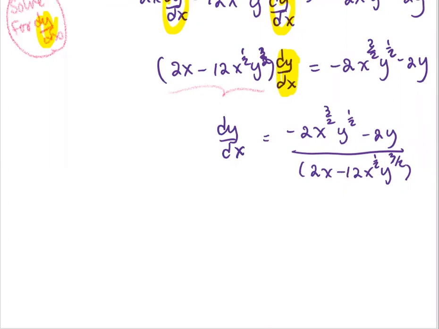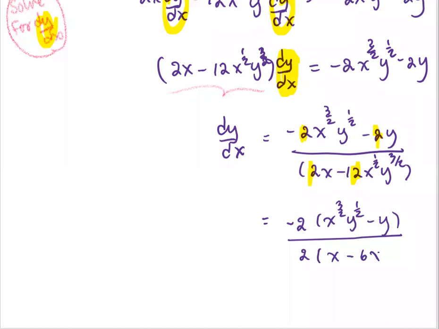Why is it not the clean solution? Because you see the number 2, 2, 2, 12, you can factor the number 2 out. Do one thing at a time: because the numerator has a negative, factor out negative 2, so we have x to the power 3/2, y to the power 1/2 minus y, all divided by, factor the 2 out, x minus 6 x to the power 1/2, y to the power 3/2, and then the 2 and 2 reduce.